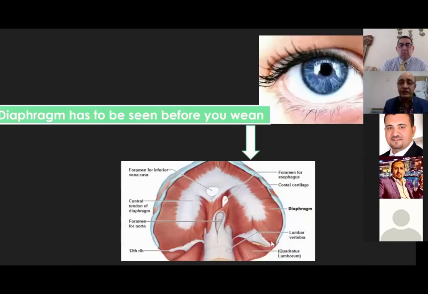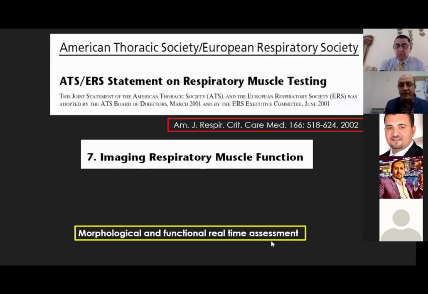Diaphragm, ladies and gentlemen, I consider it, and some people more expert than me consider it, one of the vital signs in critically ill patients. They used to say, if you are monitoring the respiratory rate, temperature, heart rate, and blood pressure as four vital signs, why don't you monitor the diaphragm? You have to see the diaphragm.